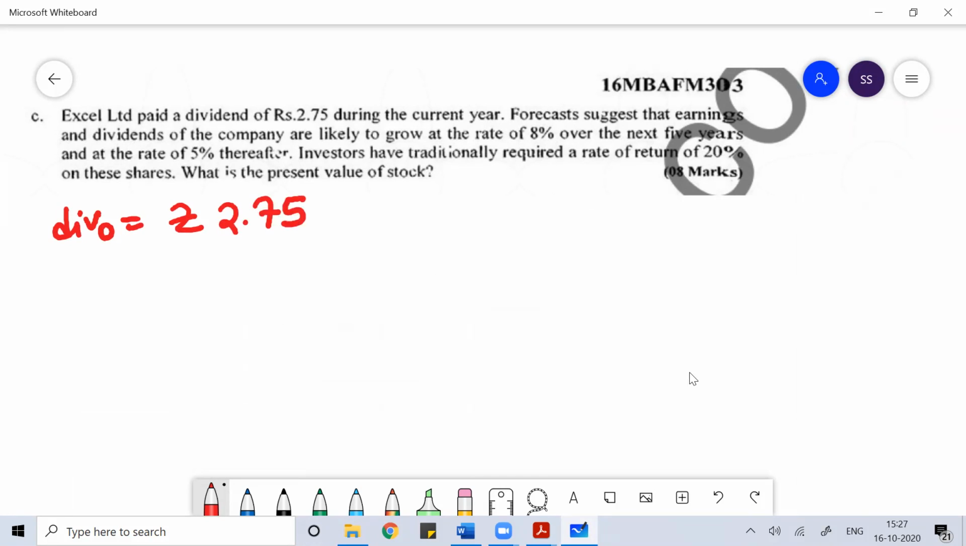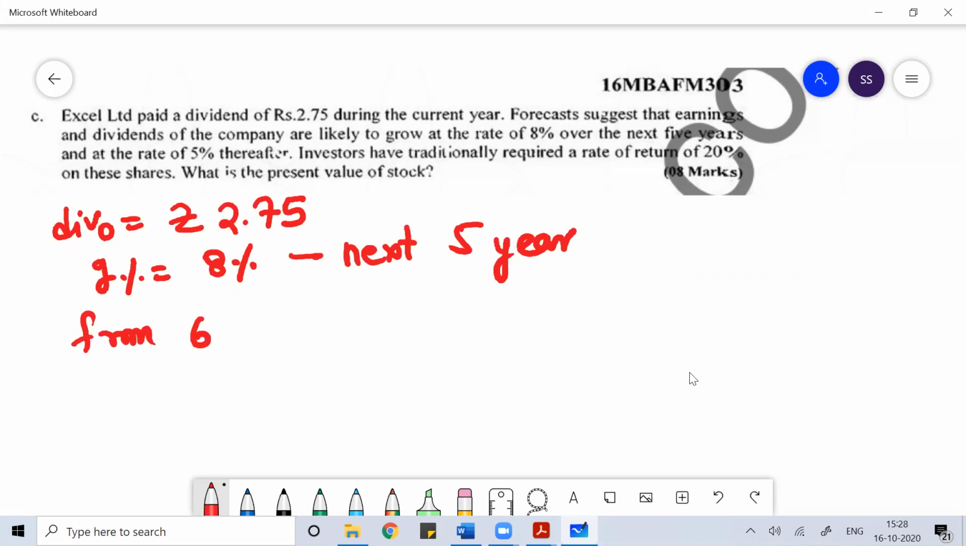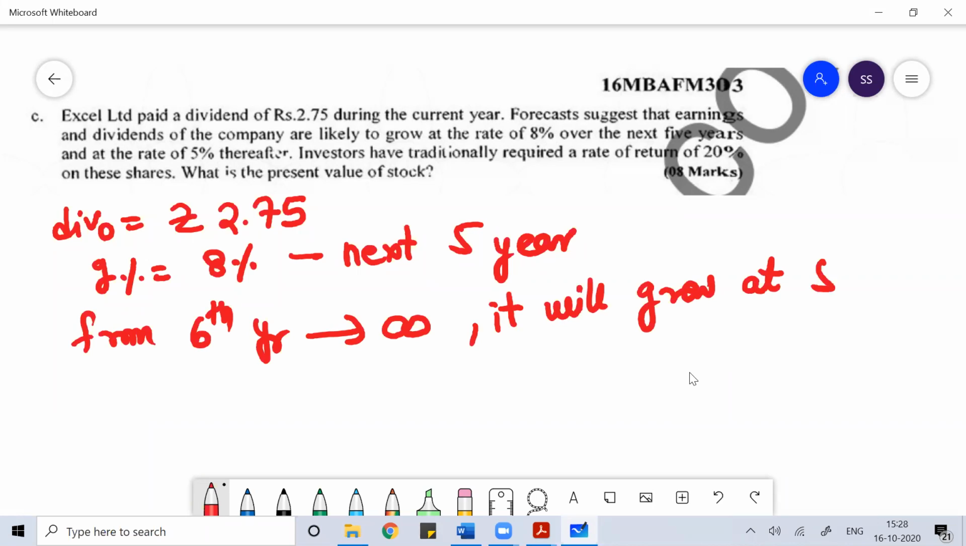Forecast suggests that the earning and dividend of the company are likely to grow at 8% for the next 5 years, and then at the rate of 5% after that. So from the sixth year to infinity, it will grow at 5%.